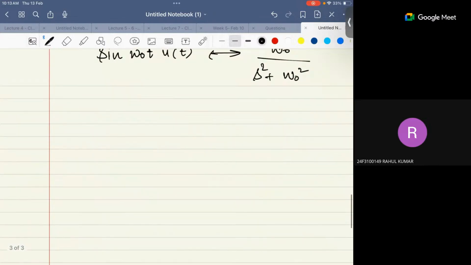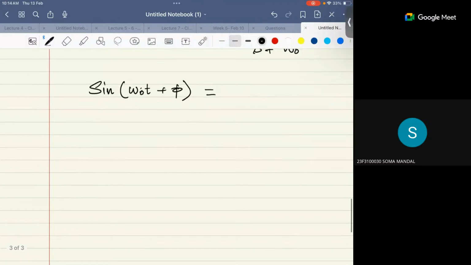Okay, one more thing. If you have to calculate for sin of omega naught t plus phi, then what will be the Laplace transform for this? How will you calculate it? First of all, we have to expand this sin of omega t plus phi. You can use the sin A plus B formula directly. Sin A cos B plus cos A sin B. I'll just write it for this case itself.